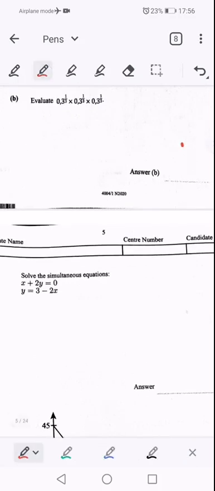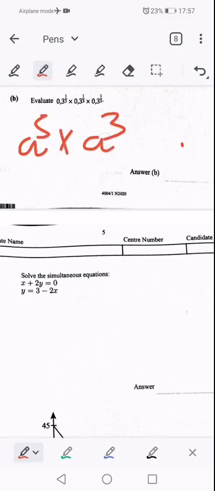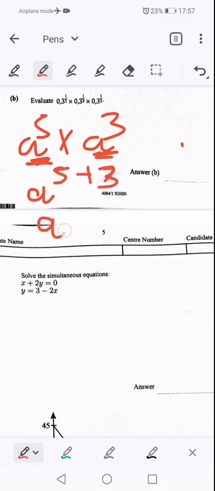The laws of indices say that when you multiply, you add the powers. For example, a to the power of 5 times a to the power of 3. Multiplication of numbers in indices means addition of powers. So that is a to the power of 5 plus 3, which gives a to the power of 8. I'm just showing you the law that I will use in the law we are being asked. Alright, so let's go to our question now.